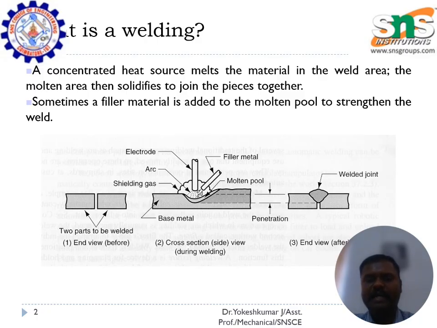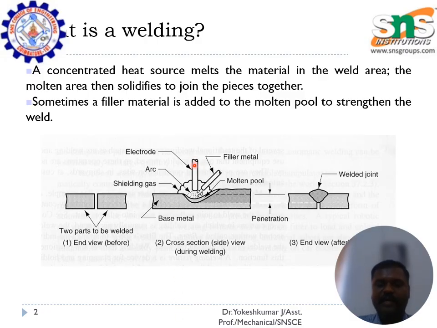Here a concentrated heat source is applied on the metal. That metal is called the parent metal in the weld area. The weld area is converted into a molten area, which solidifies and joins the metal pieces together. Sometimes filler metal is added to the melted pool to strengthen the weld. This diagram explains how the welding process takes place.